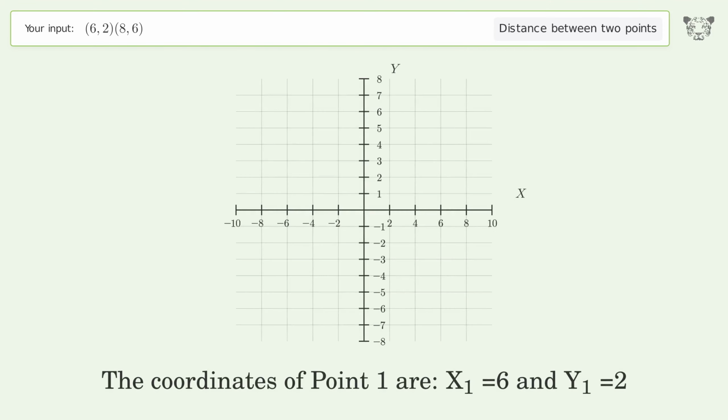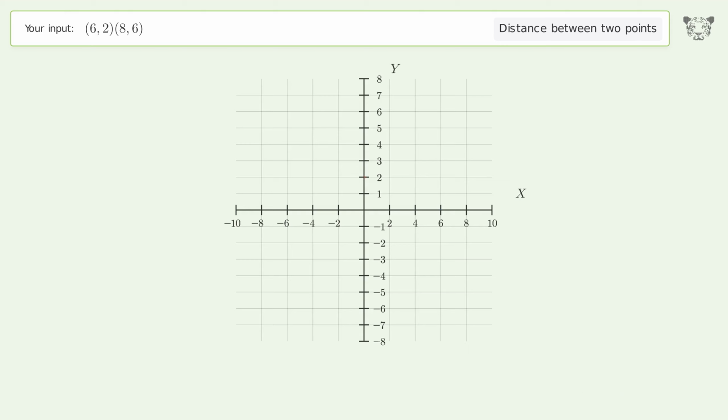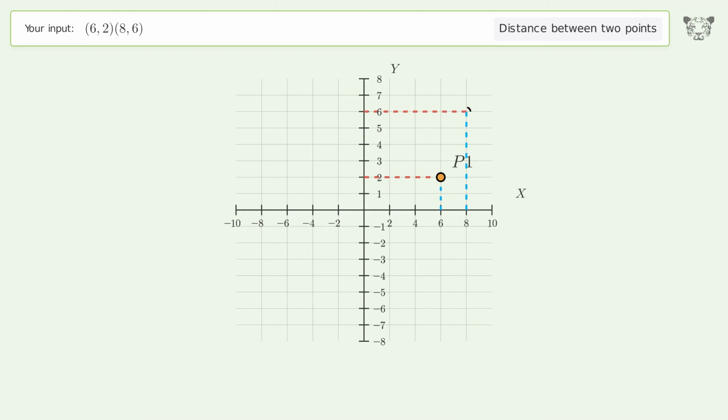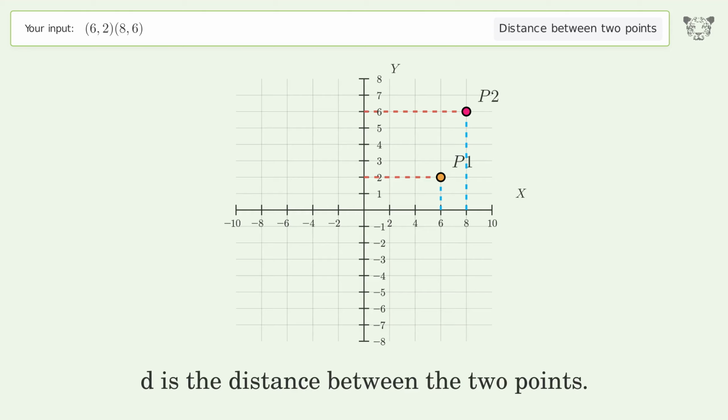The coordinates of point 1 are, x1 equals 6 and y1 equals 2. The coordinates of point 2 are, x2 equals 8 and y2 equals 6. D is the distance between the 2 points.